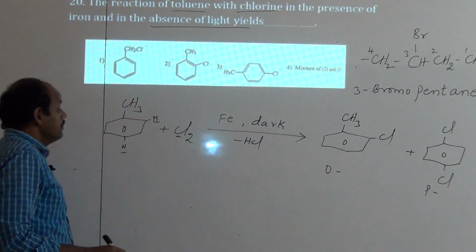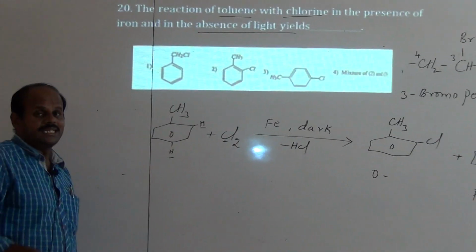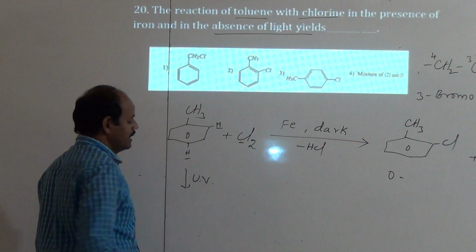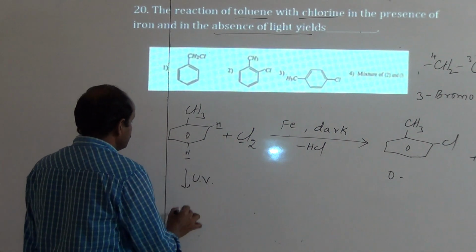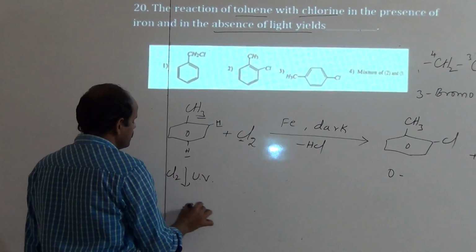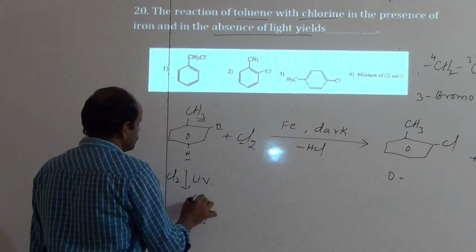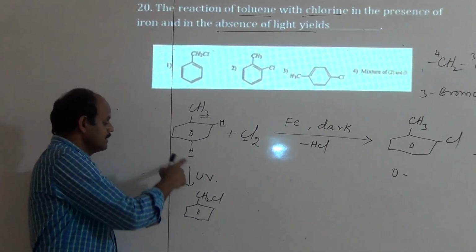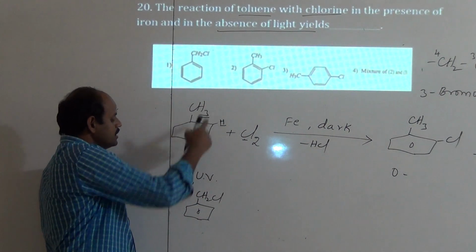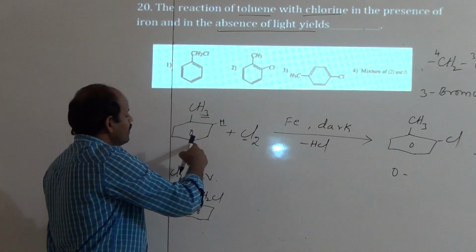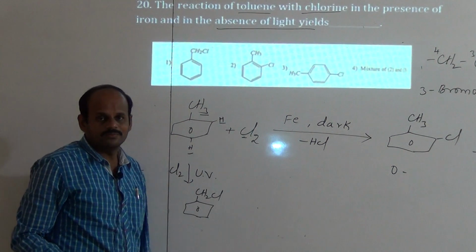Okay. But if they given in the presence of light, like UV light, then substitution takes place at the side chain. That means we will get CH2Cl. Remember it. Okay. In the presence of light, side chain substitution takes place. But in the absence of light, here ortho and para chlorotoluenes are formed.